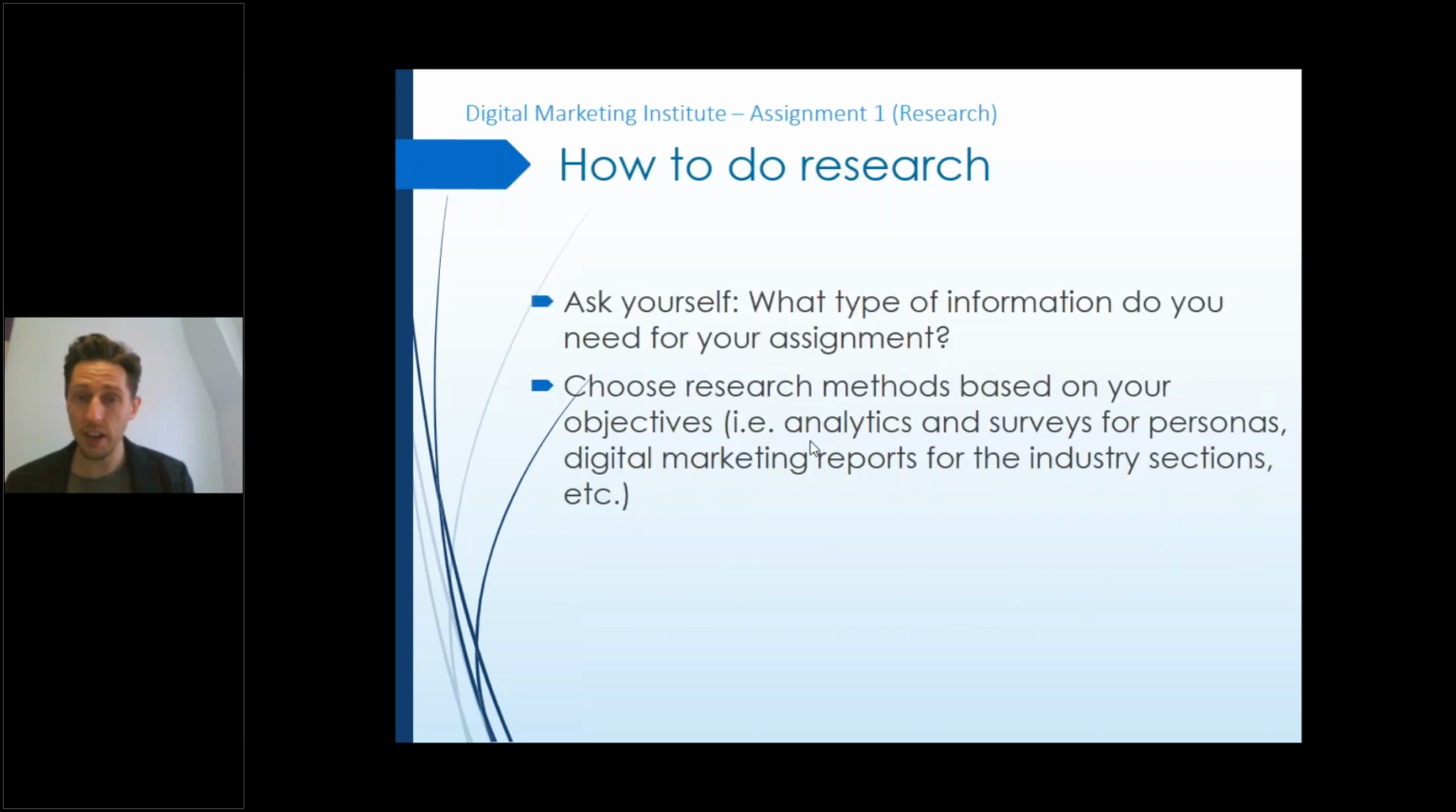So ask yourself, what kind of information do I need for the assignment? And then choose those research methods based on the objectives. So again, as an example, perhaps analytics and surveys for personas. And then also we're going to look at maybe more digital marketing trend reports for the industry requirement sections as well. Okay.